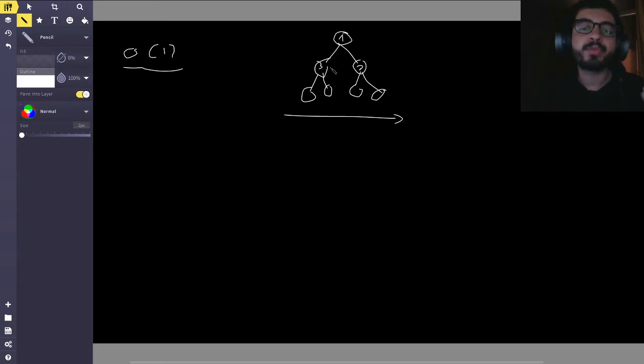Also, a heap can contain duplicates, unlike binary search trees, which can't contain duplicates. So how does it promise us that the first node will always have the minimum value? By doing something called a heapifying operation, which is fixing the heap.